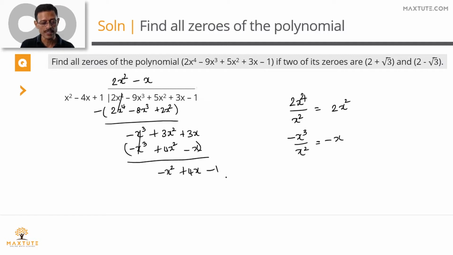Bring this minus 1 down here. The third term of our quotient is going to be the first term here, which is minus x square, divided by the first term of the divisor, which is x square. That leaves us with a minus 1. So 2x square minus x minus 1 is what we have right now.